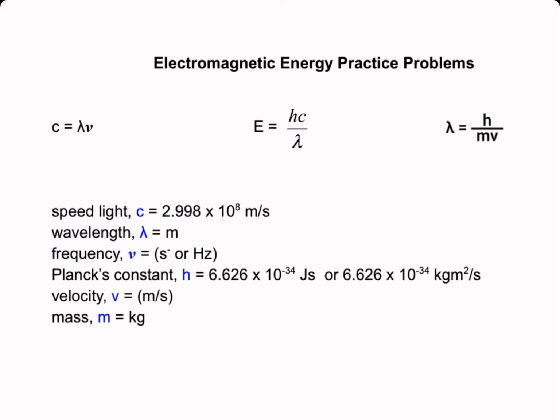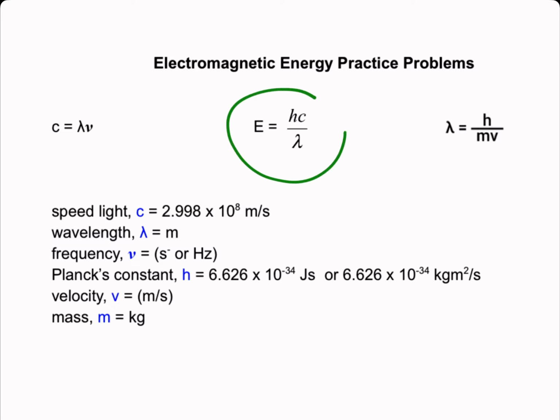We're going to work on electromagnetic energy practice problems. This chapter usually has many formulas, but we're going to focus on three main ones. This first formula is c equals lambda times nu. Lambda and nu are Greek letters, and nu is more like a rounded v. c stands for the speed of light, 2.998 times 10 to the 8th meters per second. Wavelength should be in meters, and frequency is going to be 1/seconds or hertz.